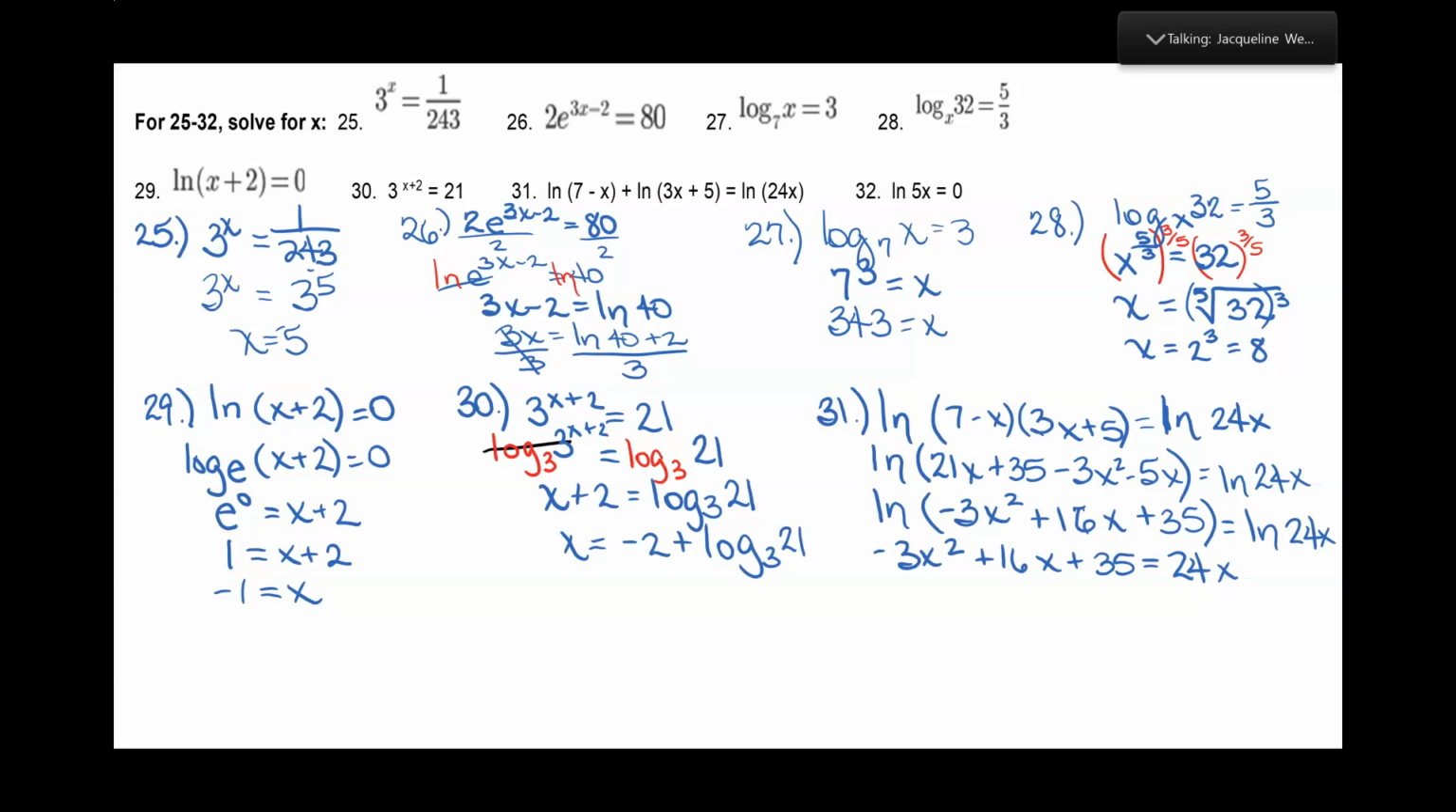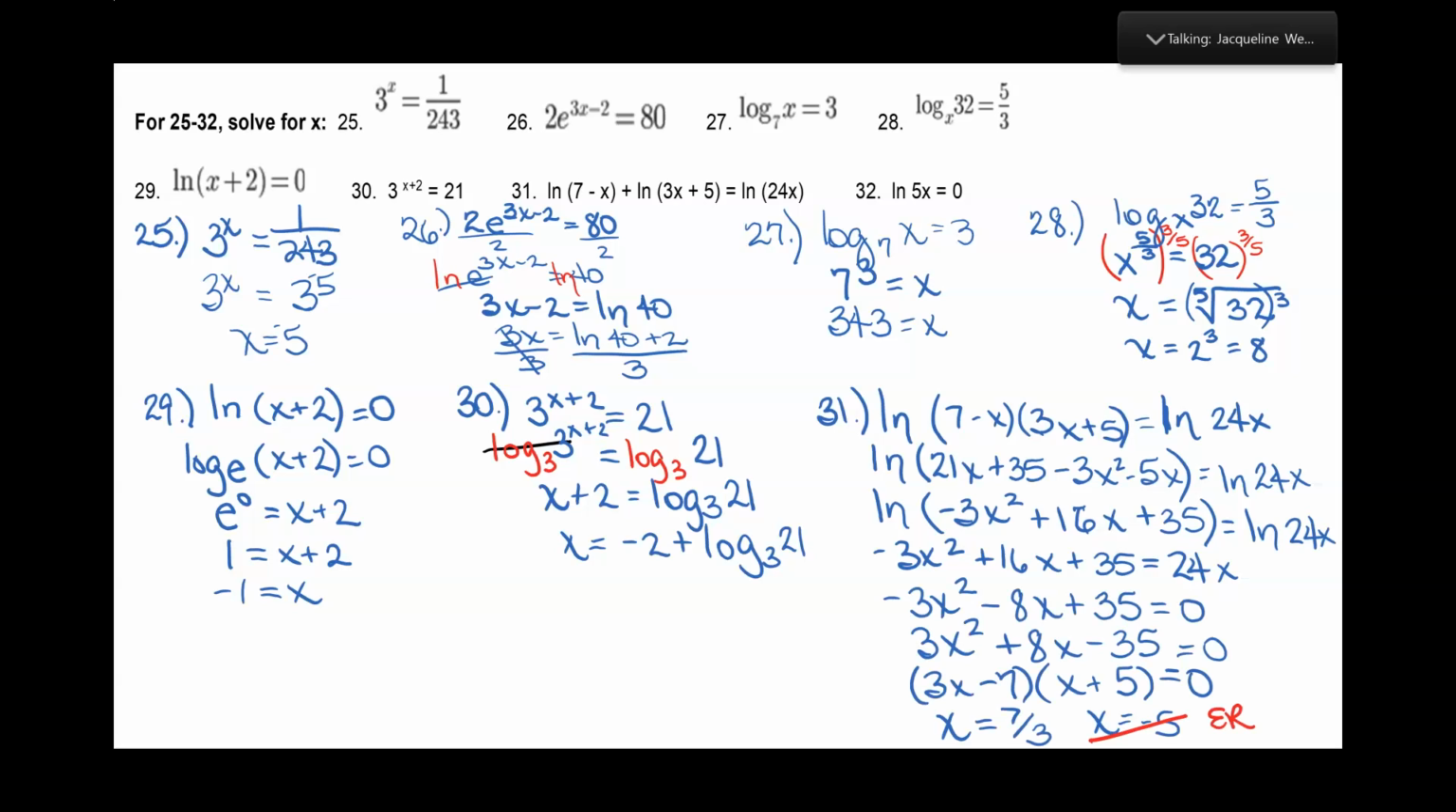With a quadratic, we always set it equal to 0 first. So let's go ahead and subtract the 24x to the other side. When I do that, 16x minus 24x gives me a negative 8x. I do not like to factor when my leading coefficient is negative. It just makes it so much harder for me. So I chose to multiply this entire thing by a negative 1 just to make it easier to factor. So positive 3x squared, positive 8x, and negative 35. That's why every one of those signs changed. And then, of course, we just factor and set each of those factors equal to 0.